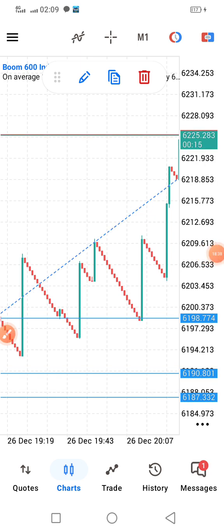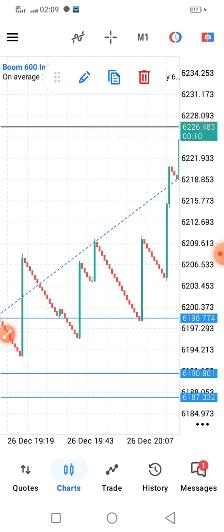So guys, that is it. Make sure you backtest these concepts, because I'm very sure they are going to make you a profitable trader, mainly if you're a trader who is trading a smaller account.